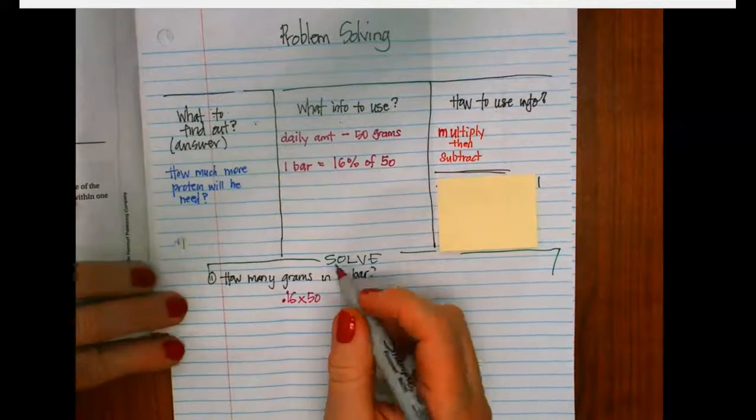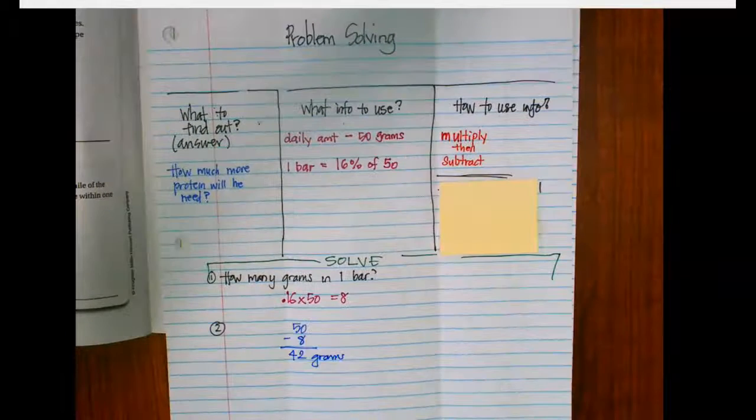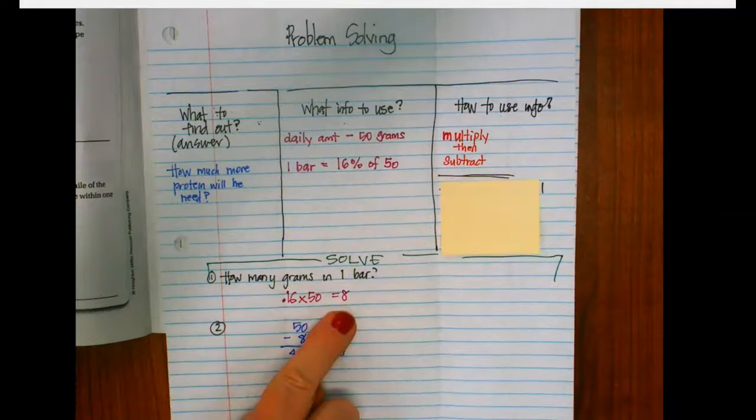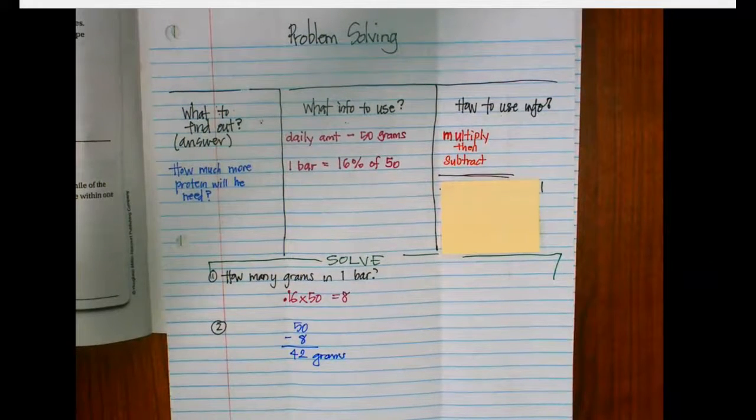All right. And then step 2 is to take this information, 8, and answer the main question, which is how much more protein will he need? Subtracting 8 from 50, he will need 42 grams more of protein.